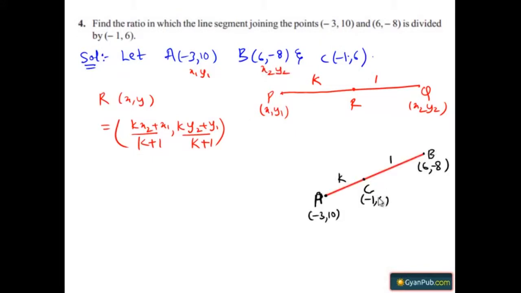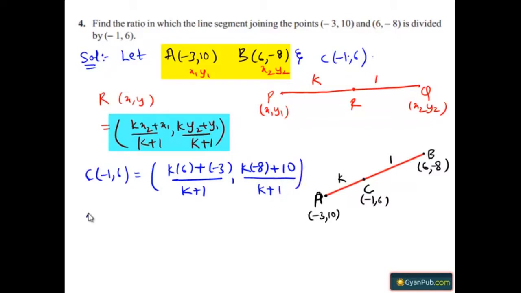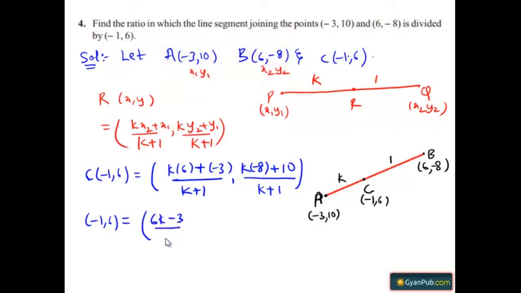The coordinates of the point C, which divides AB in the ratio k is to 1 internally, is given by C(-1, 6) = ((k × 6 + (-3))/(k + 1), (k × (-8) + 10)/(k + 1)). So (-1, 6) = ((6k - 3)/(k + 1), (-8k + 10)/(k + 1)).